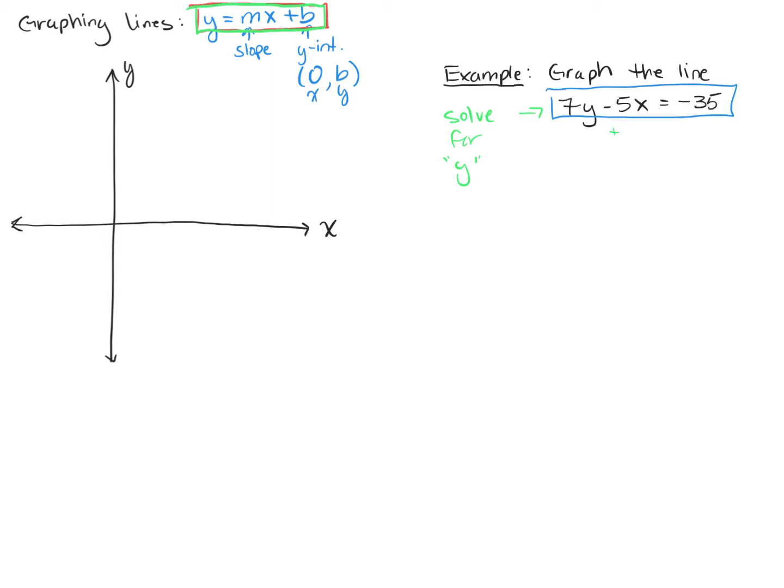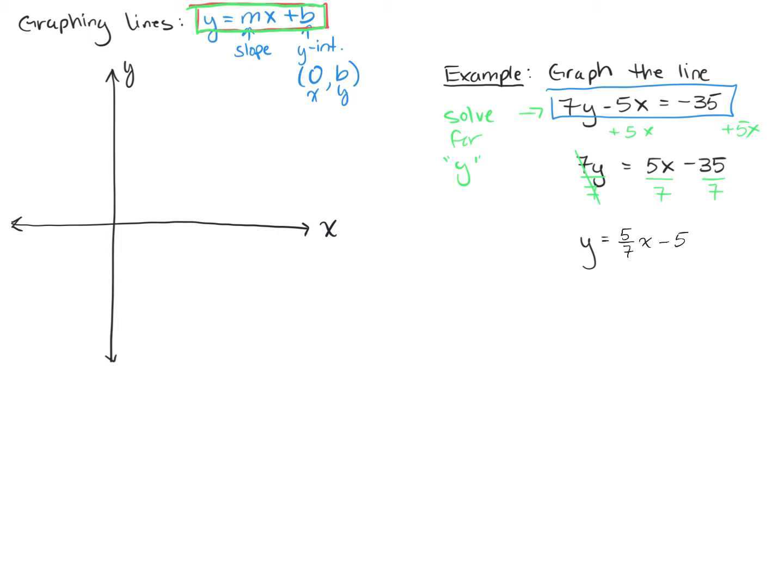So let's first add 5x to both sides of the equal sign. On the left here, that leaves me with 7y is equal to 5x minus 35. And then the last thing I need to do is divide out that 7. You have to make sure that whatever you do to the left, you do the same thing to every single term on the right. So I have to divide out that 5x and that negative 35 by 7. That's going to cancel out on the left. So on the left here, I have y, and on the right, I'm going to have 5/7x minus 5.